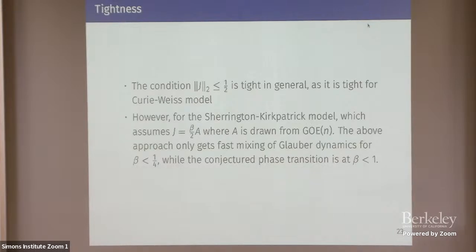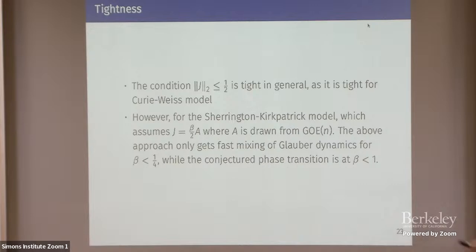So this condition, that you need the interaction matrix to be less than 1/2, is tight in general. If you consider the Curie-Weiss model, meaning that your interaction matrix is proportional to 1 1 transpose, a full, everywhere-one matrix.